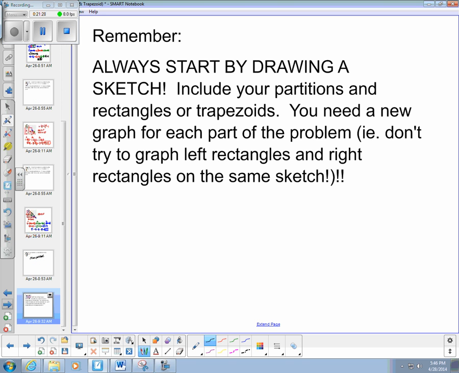Okay, I also want you to remember you should always start by drawing the sketch, and don't try to save paper on this. Make them large enough that you can see what you're doing. Include your partitions and draw in your rectangles or trapezoids. And if you are using the same set of conditions to do different parts of a problem, you need to draw a new graph for each one. Don't try to do a left-hand sum and a right-hand sum on the same sketch. Don't try to do a trapezoid and a midpoint on the same sketch. You need a new sketch each time you do this.